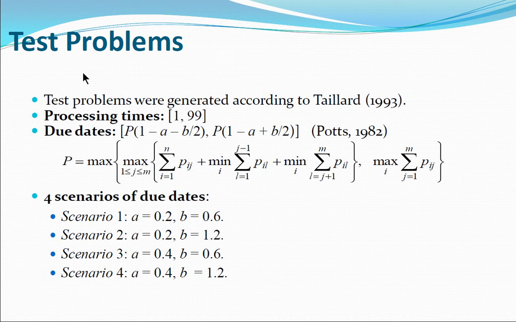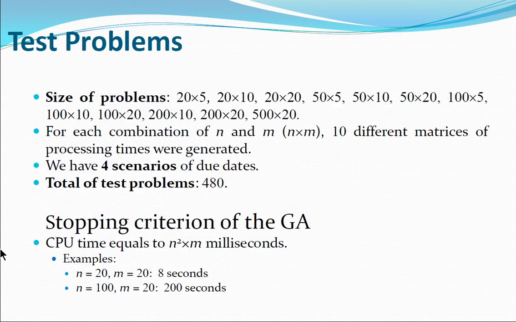The test problems used in this paper were generated according to Taillard. The processing times are in this range, the due dates in this range, where P is given by this formula. And we use 4 scenarios of due date in such a way that A is the tardiness factor and B is the range of the due dates. We use this size of problems, and for each combination of number of jobs and number of machines, 10 different matrices of processing times were generated. As I said, we have 4 scenarios of due dates, and the total of the test problems was 480 problems.